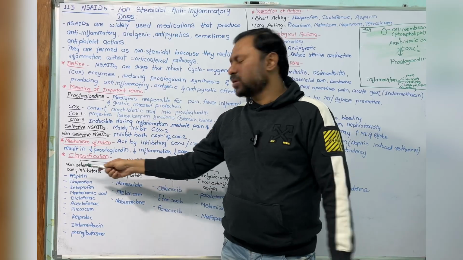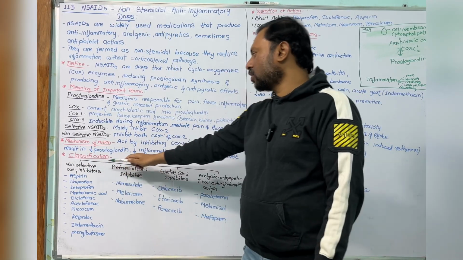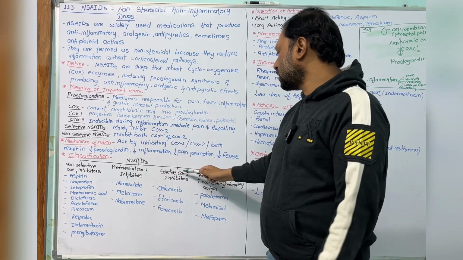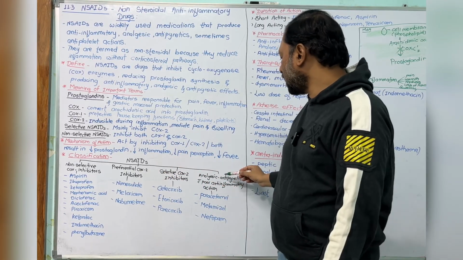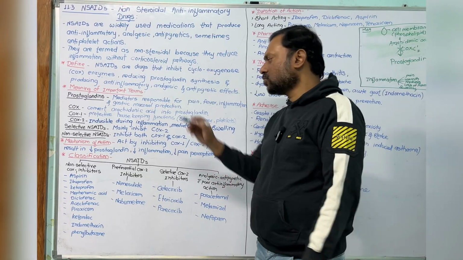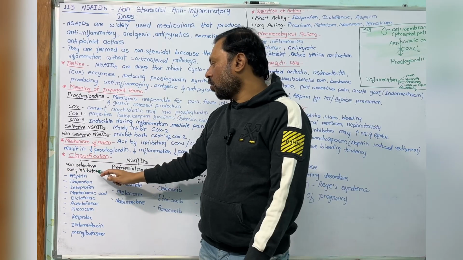The classification, we are mainly dividing into 4 types: non-selective COX inhibitors, preferential COX-2 inhibitors, selective COX-2 inhibitors, and analgesic antipyretic with poor anti-inflammatory action. One by one we will study. The first one is the non-selective COX inhibitor.